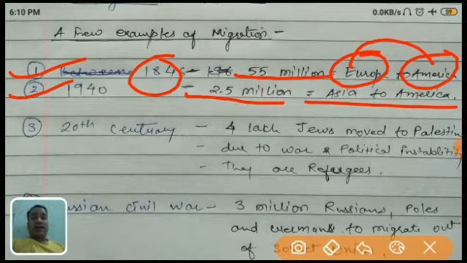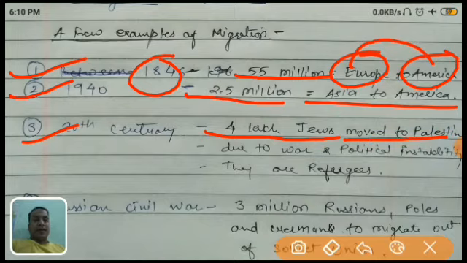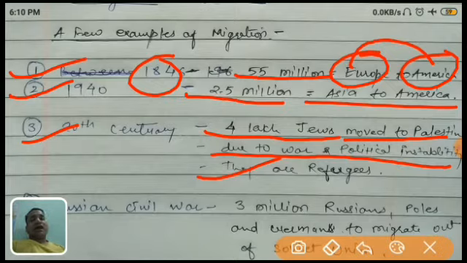And in Asia there was some uncertainty or instability. Third one is in the 20th century. In the 20th century, about 4 lakh Jews at the time of World War II in Germany moved toward Palestine due to war and political instability. They are the refugees. I hope you must have heard the word refugees. Have you heard? No. Just remember what refugees are.